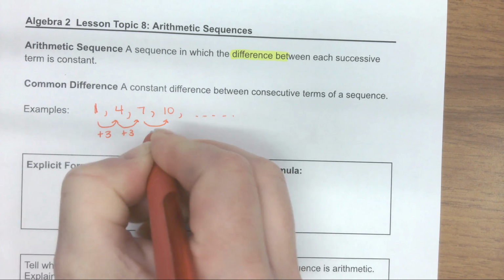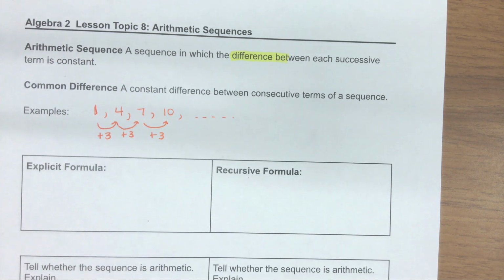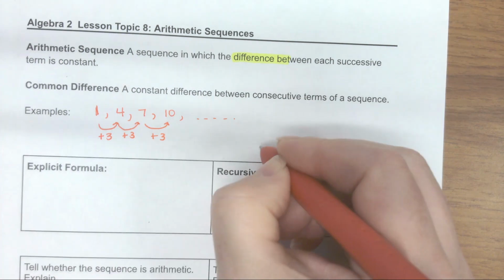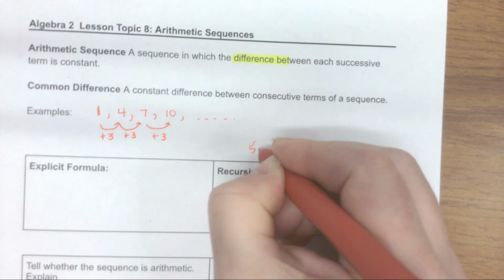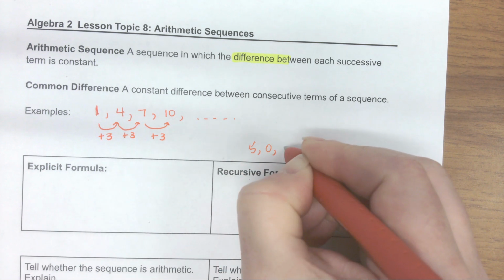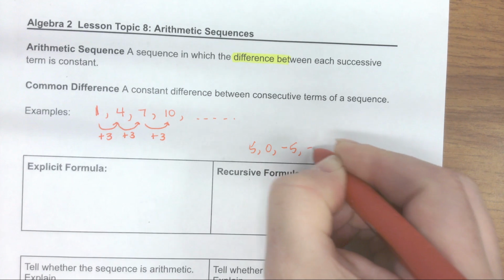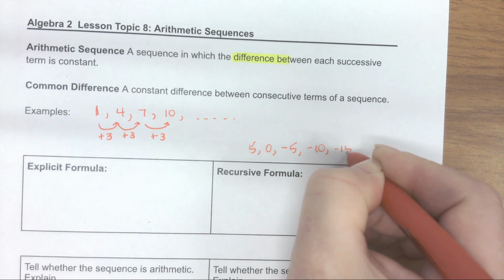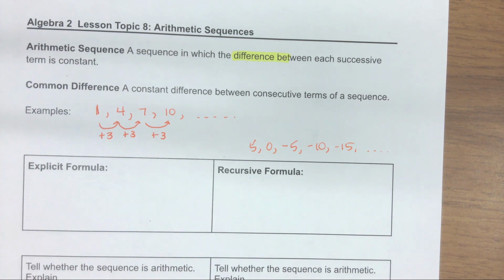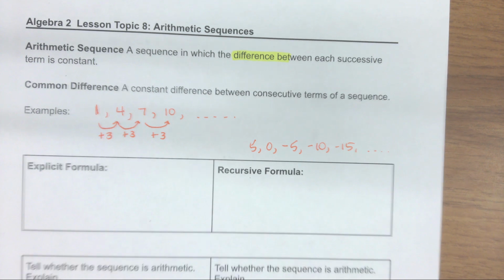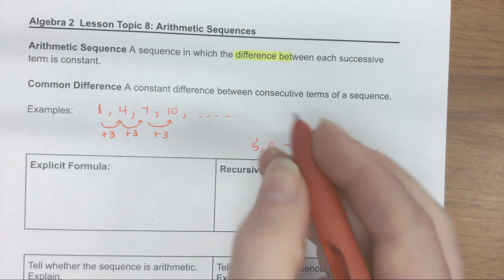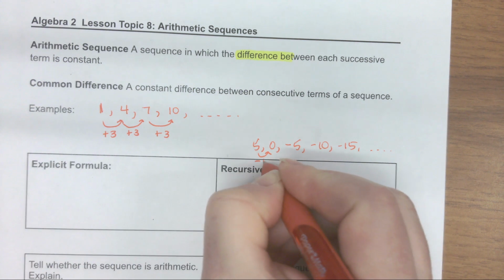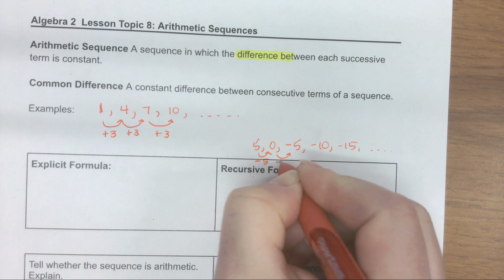Just be aware it is possible that these go down. So you might see something like this. How about 5, 0, -5, -10? What's going on with this one? It's going down by a -5, so subtracting 5. So this would have a common difference of -5.